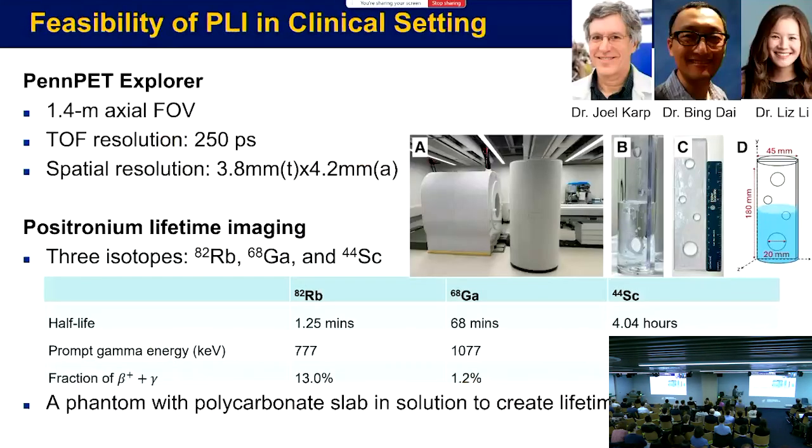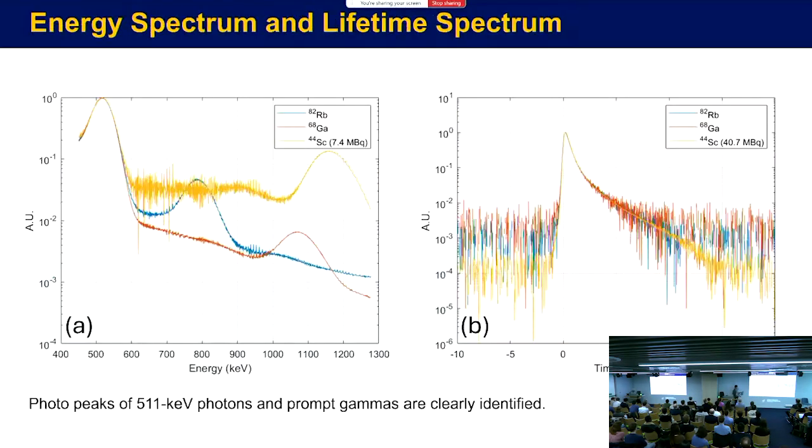Just a couple of minutes to show you the real data on a human scanner. This is a collaboration with Joe Cart's group, who acquired some phantom data. So there are three radioisotopes that we plan to use in humans. The first two, rubidium and gallium, are already available for human imaging. Scandium is almost the ideal type of isotope because it has a lot of prompt gamma emission, 94%, but still needs to get FDA approved for human clinical use. So right now we just do some phantom studies.